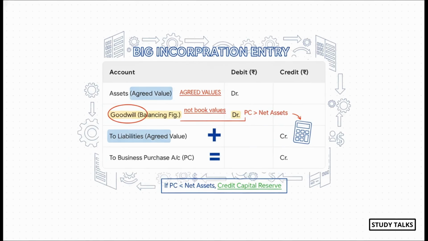It's actually pretty logical. First, you debit all the assets you're getting, but at their new agreed values. Then, you credit all the liabilities you're taking on, also at their agreed values. And finally, you credit an account called business purchase for the total PC you agreed to pay. Now, your debits and credits have to match, right? If the debit side, the assets, is less than the credit side, it means you paid more than the net assets were worth. That difference is a debit to an intangible asset called goodwill. If you got lucky and paid less, the difference is a credit to capital reserve. It's just the balancing figure.